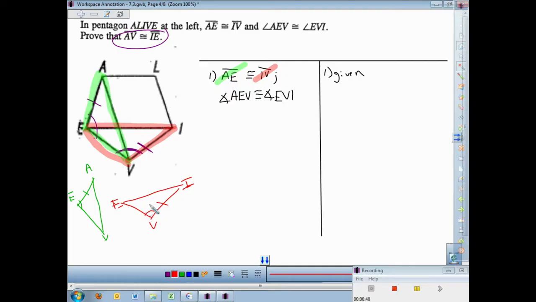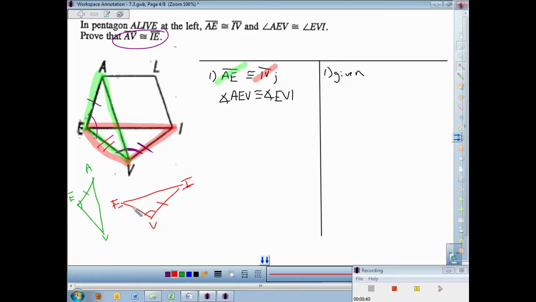Number one, is there a shared side between the two triangles? That means the whole segment has to be highlighted green and red at the same time. Check out segment EV. It is completely highlighted green, and it is also completely highlighted red. And if you look at the separated picture, isn't there a segment EV in both pictures? There's a segment EV right here, and a segment EV right here. So that is a shared side between those two triangles.